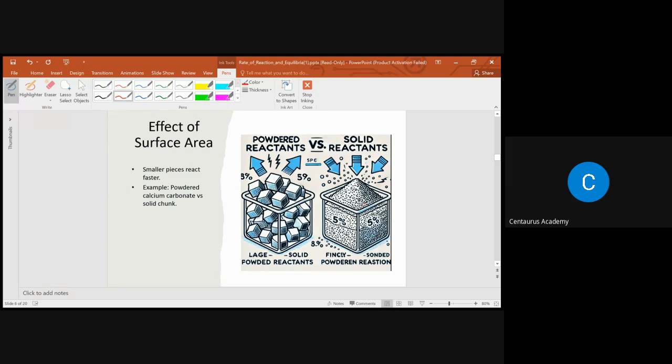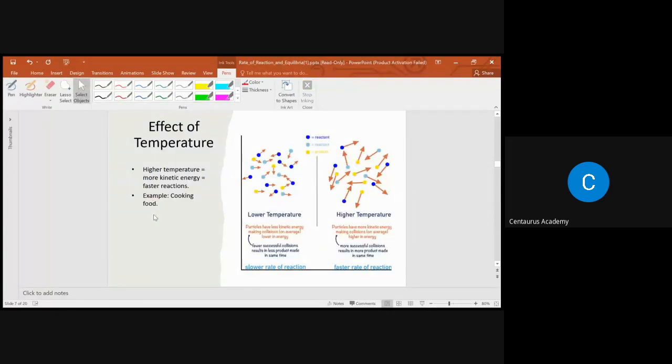In a fine powdered state, you see there are tiny granules, which increases the surface area and allows more of the other reactants to collide with this finely powdered substance. As a result, the rate of reaction tends to increase, and we discussed this with limestone or marble chips, that is your calcium carbonate. Next, we have the effect of temperature.